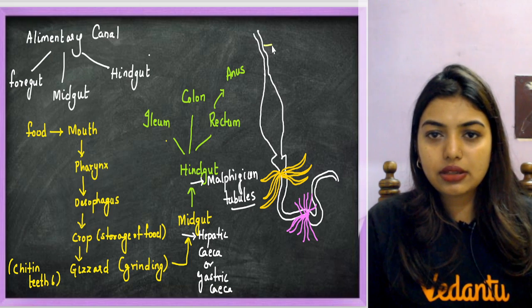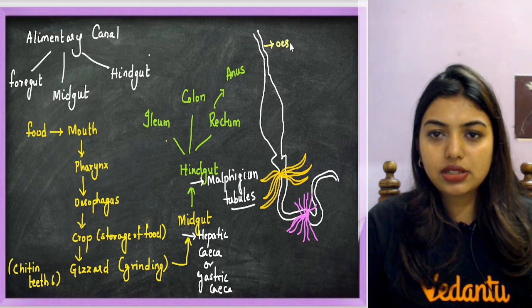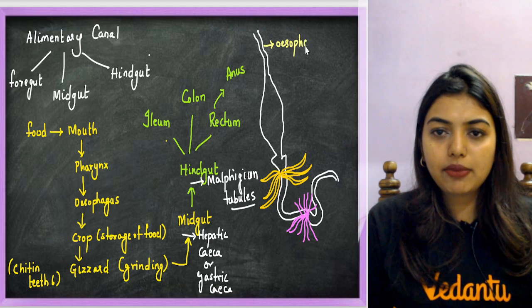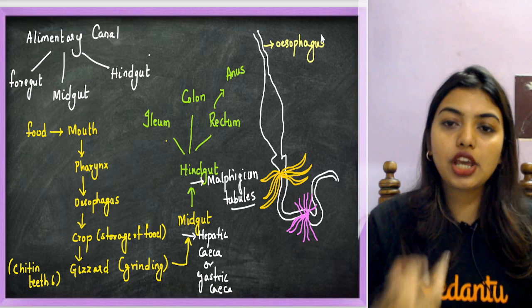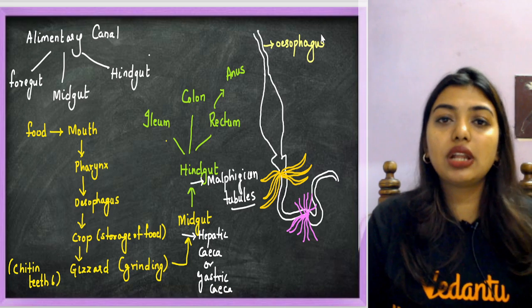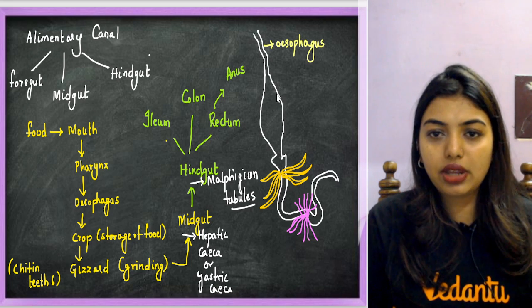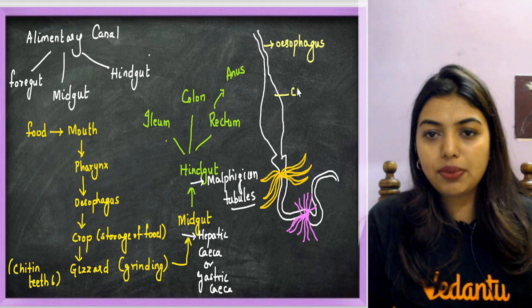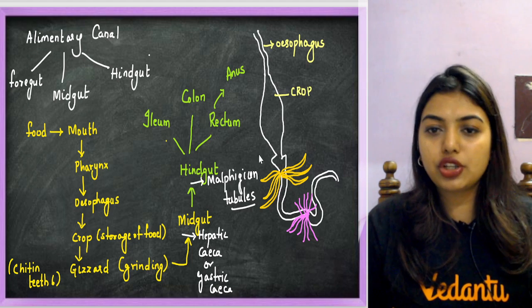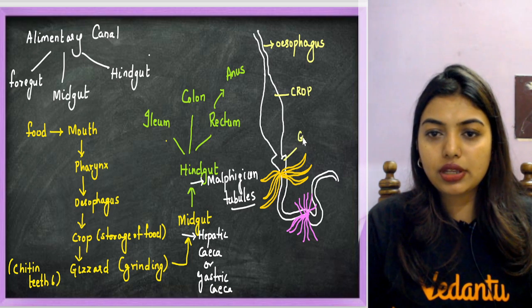So this starts with the esophagus, students. Ma'am, you'll be like, why are you drawing? We already know. See, while drawing, we learn more, right? I'm making you slowly understand, so you will have chances to not make any mistake. Esophagus. Now, students, the crop is going to help in storage of the food. Then this is going to be your gizzard. Gizzard is going to help in grinding, you remember.